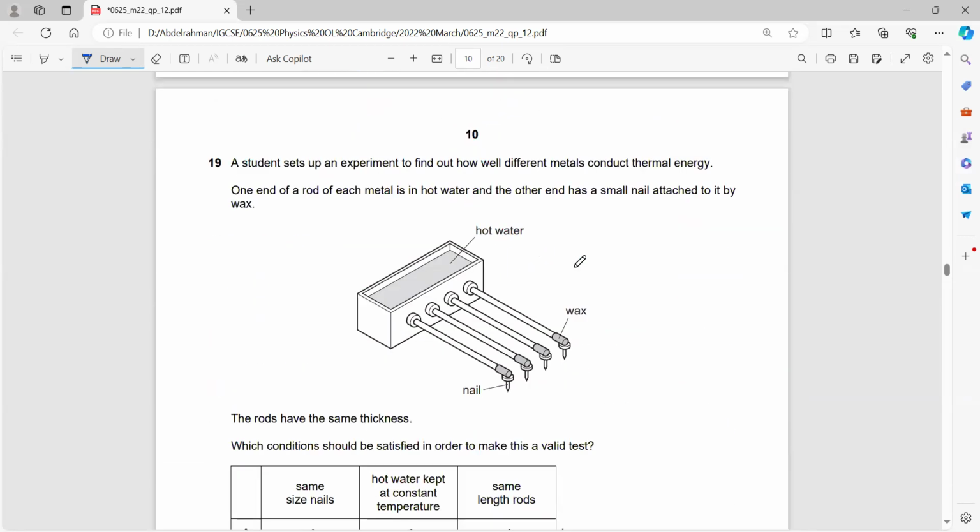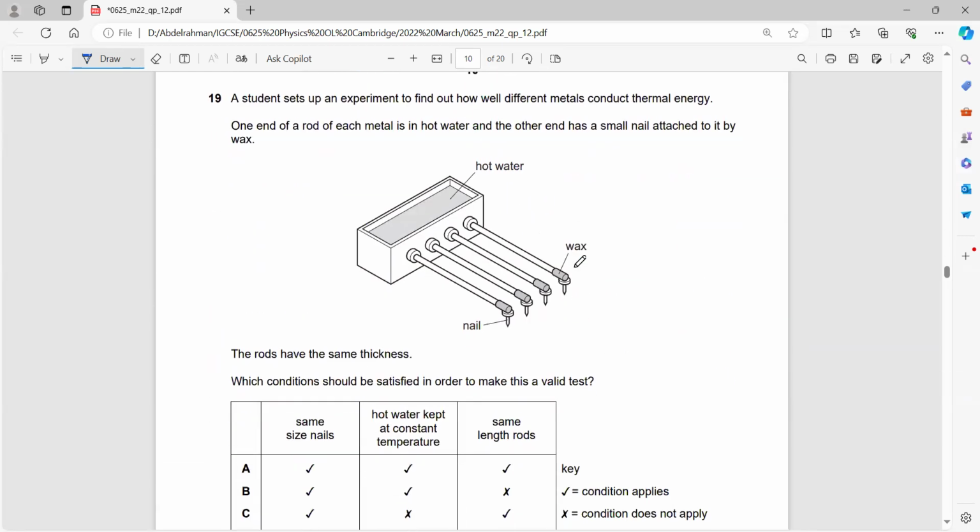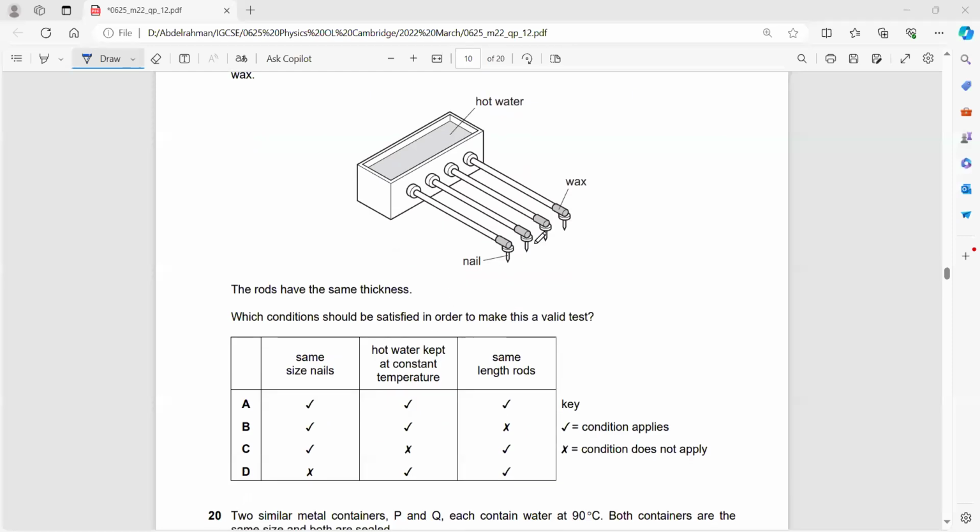A student sets up an experiment. The rods have the same thickness. Which conditions should be satisfied in order to make this a valid test? How can this test be valid?